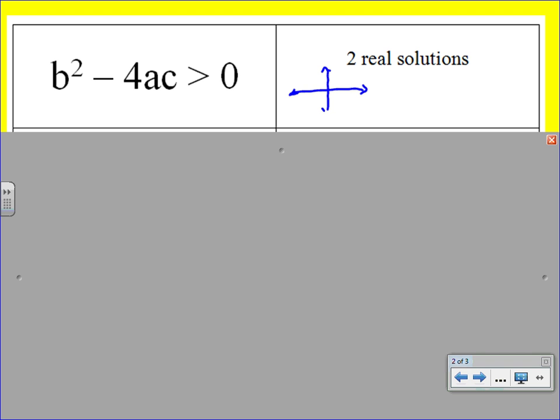So if you just want to make a little sketch in your table to help visualize what's going on here, all you're going to do is just graph a parabola, and however you graph it, you're going to note that it crosses the x-axis 2 times. So the discriminant is a way to tell us how many x-intercepts our equation is going to have. So positive discriminant means 2 x-intercepts.